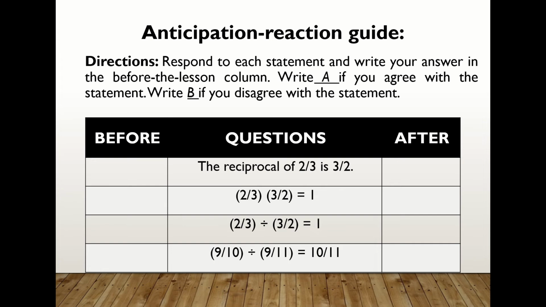Number 2 question. 2 over 3 times 3 over 2 is equal to 1. Third question. 2 over 3 divided by 3 over 2 is equal to 1. And last number, 9 over 10 divided by 9 over 11 is equal to 10 over 11. Write A if you agree, write B if you disagree. Okay, mamaya, babalikan natin yung anticipation reaction guide to check if you really understand the lesson for today.